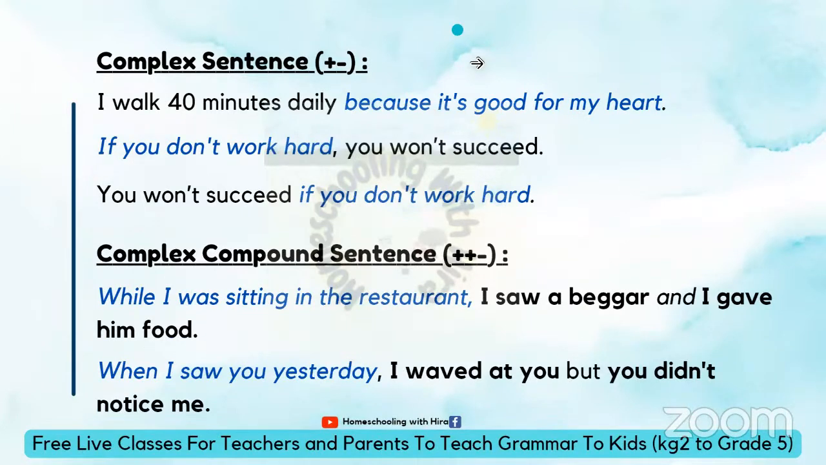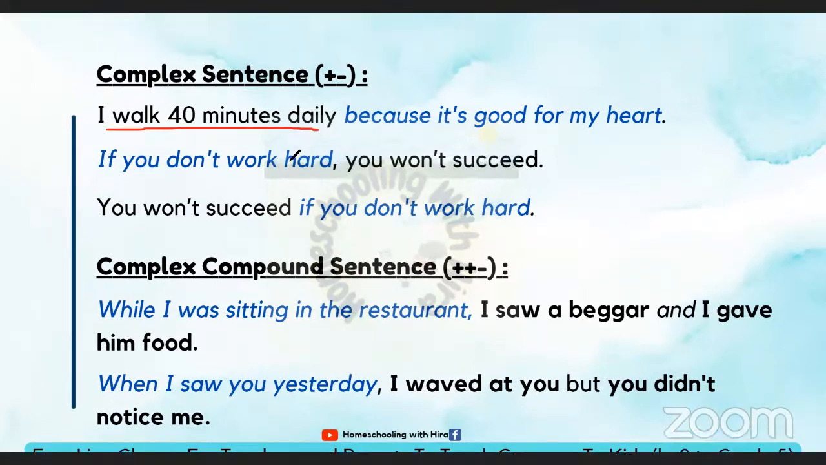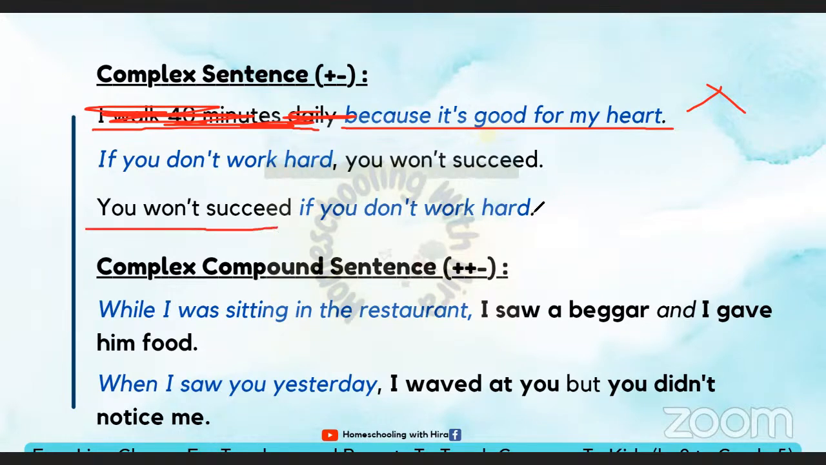Complex sentence. I walk 40 minutes daily. This is a complete sentence, full stop. I don't want to give any more information. But if I want to give, so I'll write, because it's good for my heart. If I remove this part, because it's good for my heart, it won't make any sense because this is a subordinate clause or a dependent clause. If you don't work hard, you won't succeed. You won't succeed if you don't work hard.